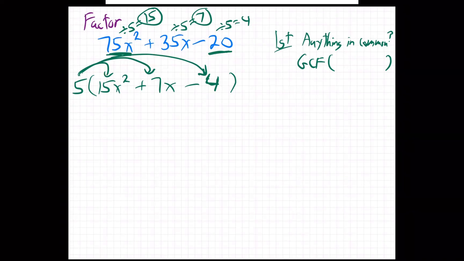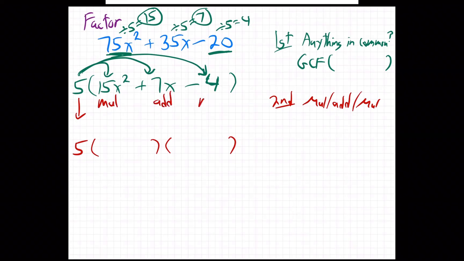Okay, now, second step. We got to do the multiply and multiply. And you leave the 5 in the front. So that 5 that's in the front, it just stays in the front. Now we do the 2 parentheses. And we say, okay, so what multiplies to be 15, adds to be 7, multiplies to be the minus 4. So to figure that out, what times what's 15? Well, 5x and 3x, right? 5 times 3 is 15. Okay, what multiplies to be 4? Well, we could do 2 and 2 or 4 and 1.